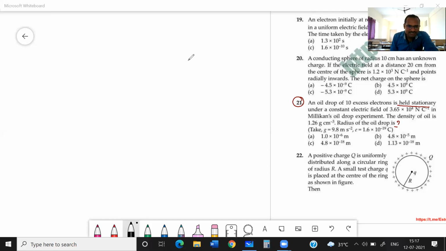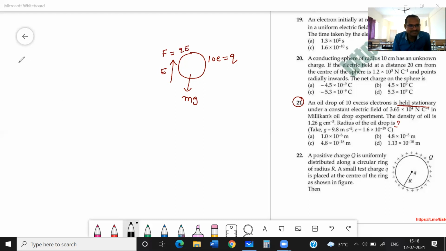Here the question is, there is one oil drop which is having 10 excess electrons, meaning the charge on that oil drop is 10 electrons, and imagine this is having some weight, so due to that it will go down. Now it is held stationary by using an electric field in this direction. If you use an electric field, a force will act on that charge q in upward direction. So according to the question, they are saying that it is held stationary.